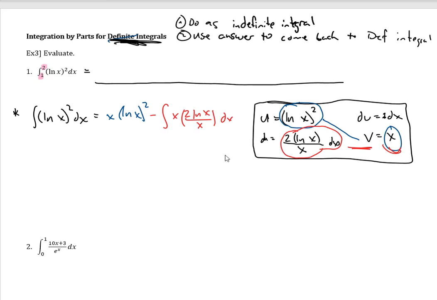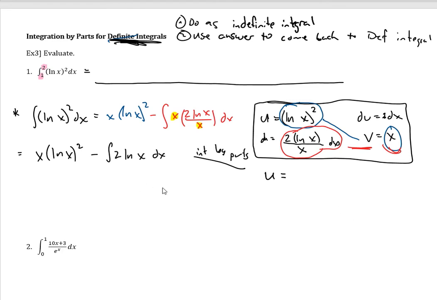And then now it's simplify. Well, notice here, x cancels with x in the red. And so let's rewrite it. Let's put it over here now. So I've got x ln of x squared minus the integral of just 2 ln of x dx. So it looks like that. Okay, and then now I have to do this integral. Well, this also requires integration by parts because the regular u substitution would not work. So that means I'm just going to set up another table.